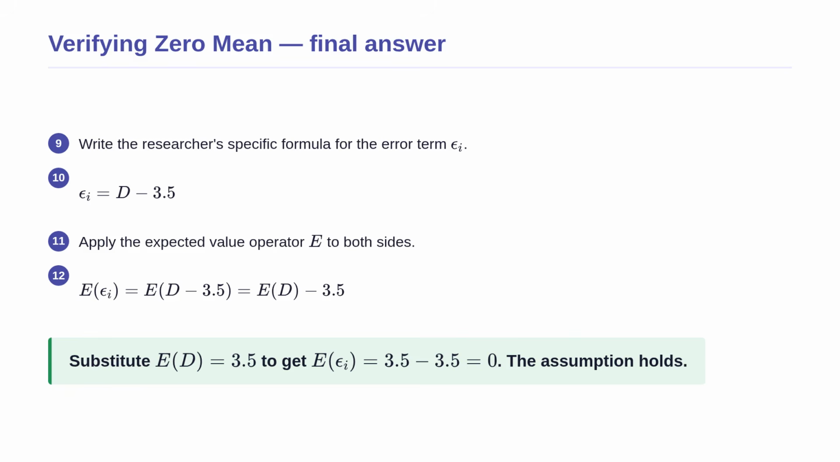Now we apply this to the error term. We write down the researcher's specific formula, epsilon i equals d minus 3.5. We apply the expected value operator E to both sides. According to the mathematical rules of expectation, the expected value of a variable minus a constant is equal to the expected value of the variable minus that same constant. We substitute our previously calculated expected value of 3.5 and subtract 3.5. The result is exactly 0. This proves the random noise will not systematically bias the predictions, and the researcher can safely proceed.